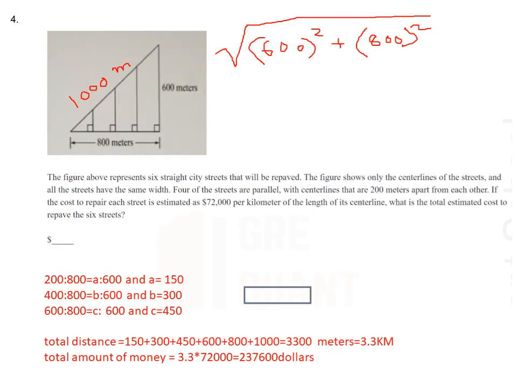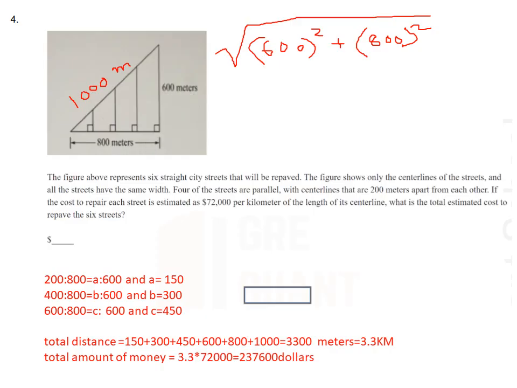Now add more 200 meters. So 200 plus 200 equal to 400. So 400 is to 800 equal to B is to 600 and we get B equal to 300. Similarly we get C equal to 450. Now what is the total distance? So total distance is 150 plus 300 plus 450 plus the height, that is 600, plus 800 plus the hypotenuse, that is 1000, equal to 3300 meters.